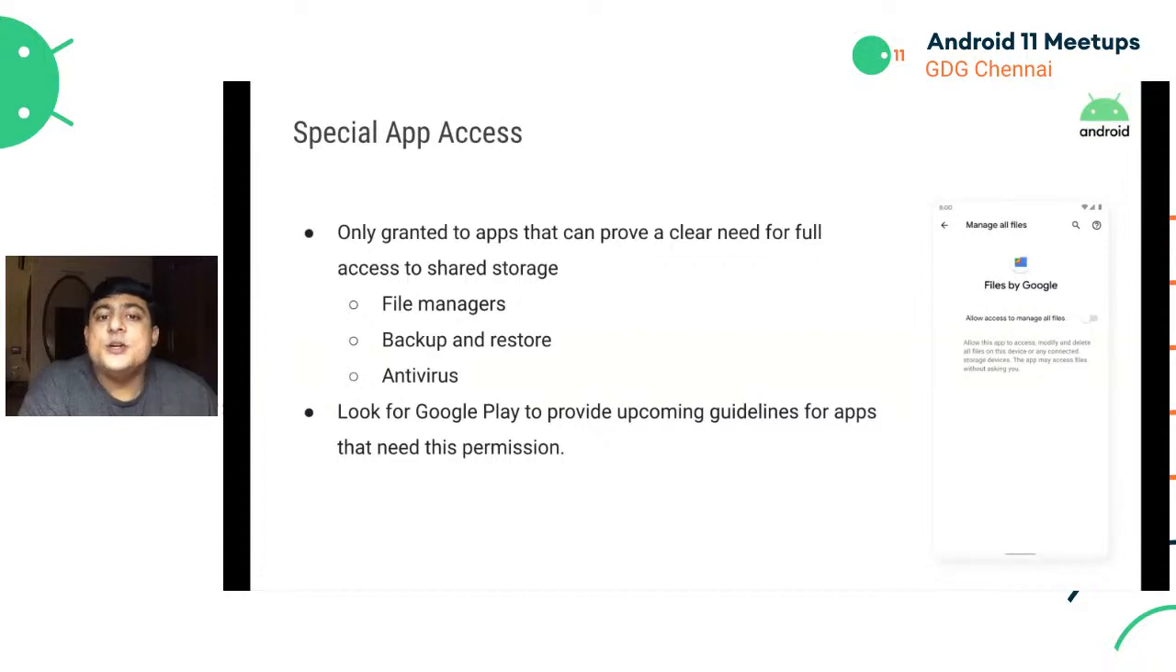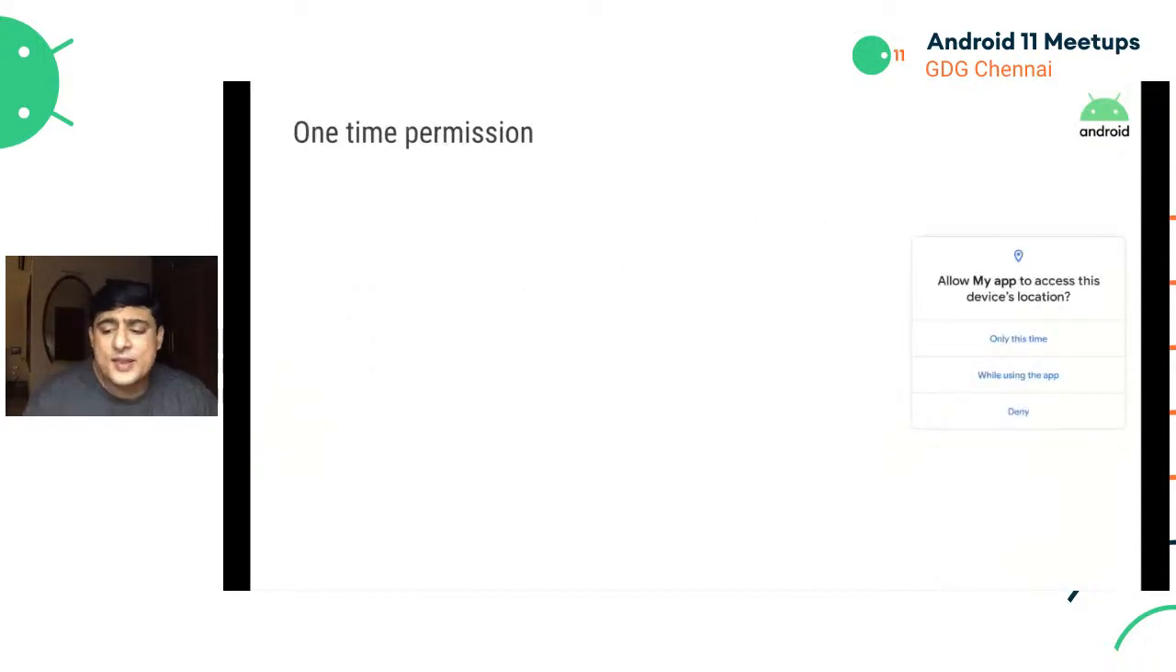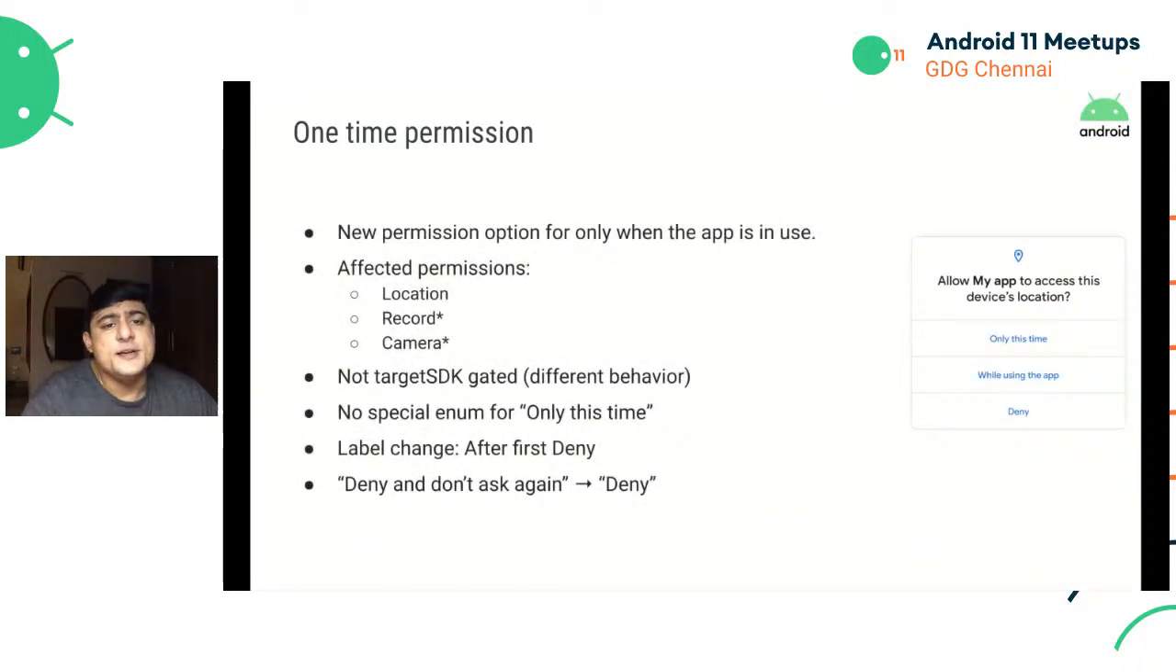guidelines and ensure that that is a primary use case of the application. You cannot add a secondary use case which requires all file access and then request for this permission. Then you most probably will not get it. I would suggest you take a look at the privacy policy and understand what these changes are, and decide whether your app can get that permission or not, if at all it requires that full file access permission. The next point I want to talk about is one-time permission.